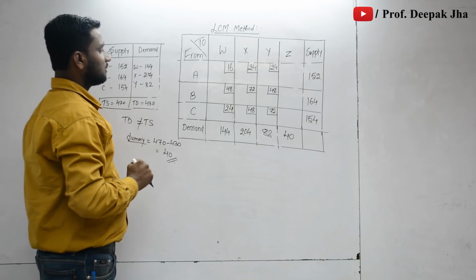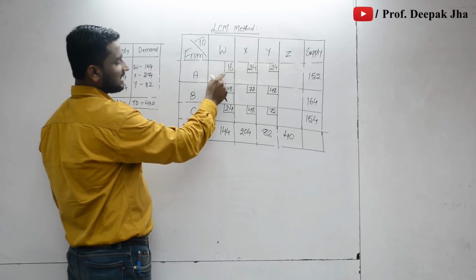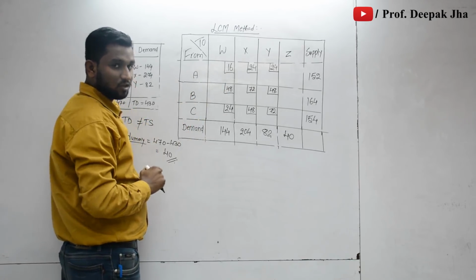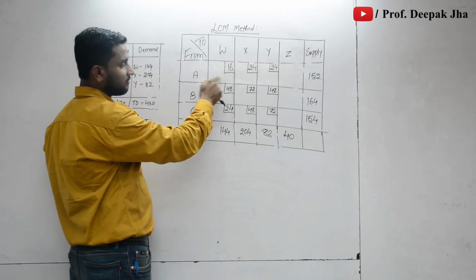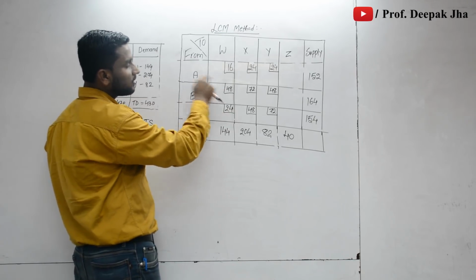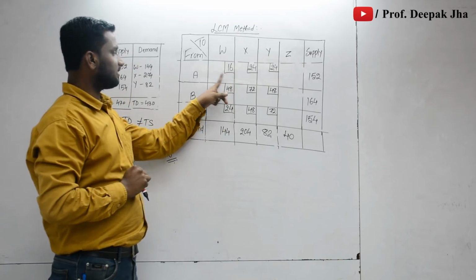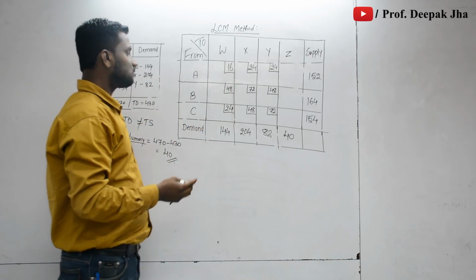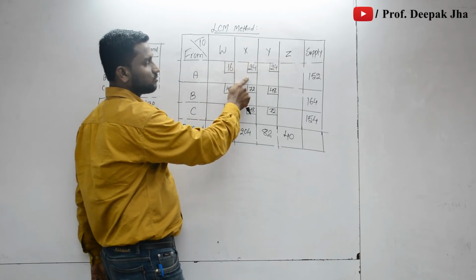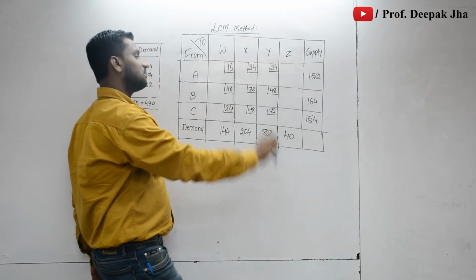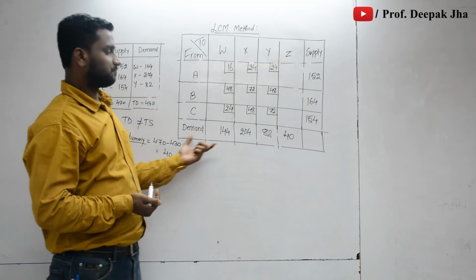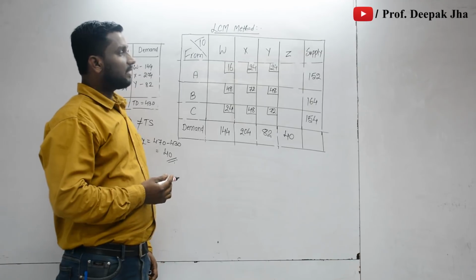Now these cells represent the cost from factory to the respective warehouse. The cost per unit is given. The cost per unit from A to W is 16. The cost of transportation from A to X is 24. From A to Y is 24, and similarly so on.